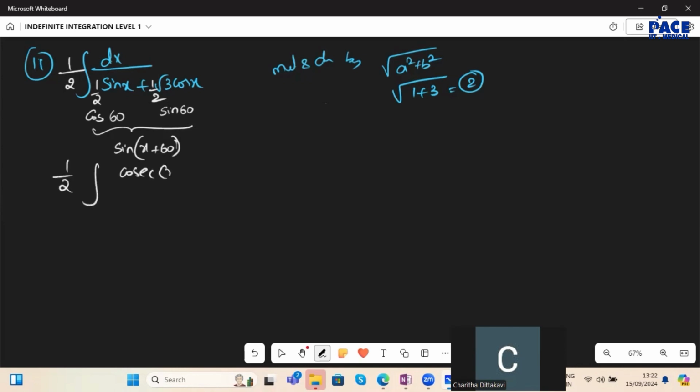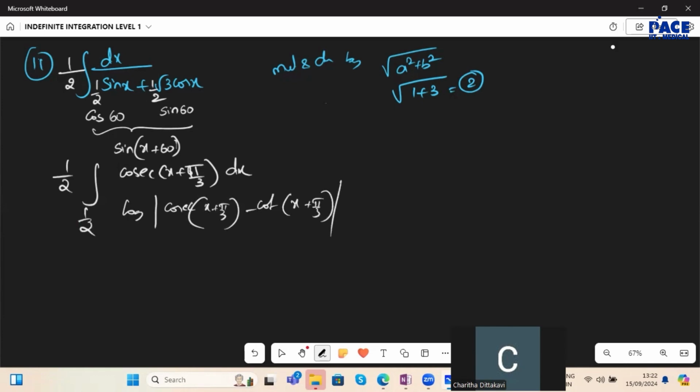This is nothing but integral of cosecant of x plus 60, or this is nothing but pi by 3, dx. So what is the integration of cosecant x? Cosecant x integral is log mod cosecant x minus cot x, isn't it? So cosecant of x plus pi by 3 minus cot of x plus pi by 3, with a half log so and so, plus c will be your answer, right? Understood?